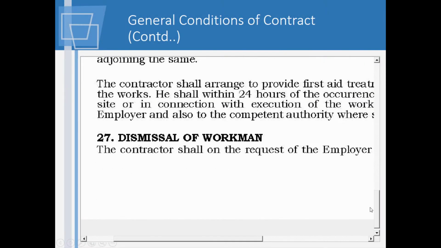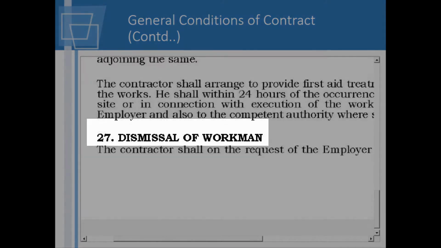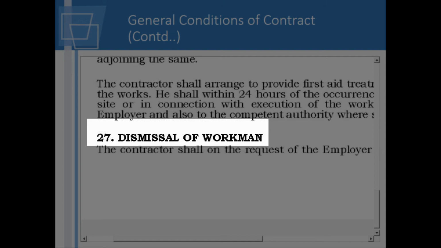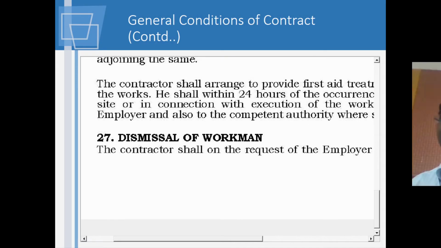And over and above this, they have a clause on dismissal of workmen. If the employer finds that somebody is not a good site engineer, he can say, please dismiss that person. If you are the contractor, you are forced to dismiss the person at least from that site. And there is a clause where the owner says, I will not take responsibility for paying any compensation. Usually, if you just terminate the employment of a person, you will have to give some compensation.